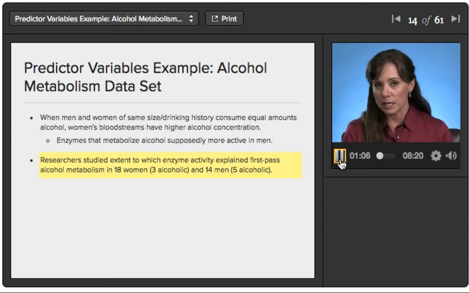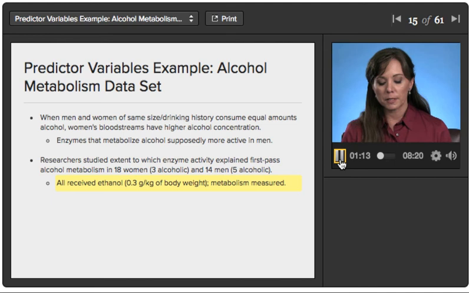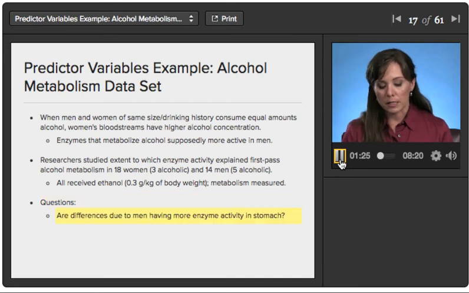All of them were volunteers living in Trieste. 3 of the women and 5 of the men were also alcoholic. All of the subjects received ethanol at a dose of 0.3 grams per kilogram body weight. And the idea was to measure their metabolism. One of the things we wanted to look at is, can the differences in the men and women be explained by postulating that men have more enzyme activity in their stomachs? And related to that, are the answers to this question complicated by the alcoholism effect?